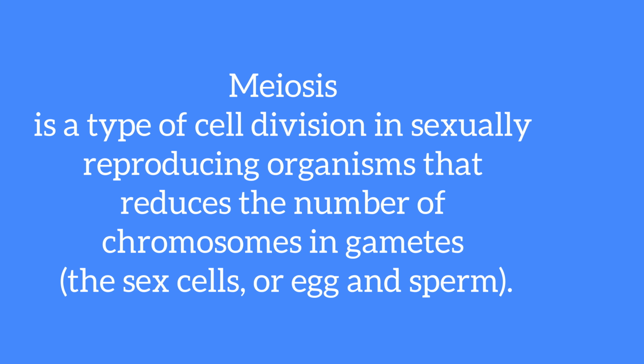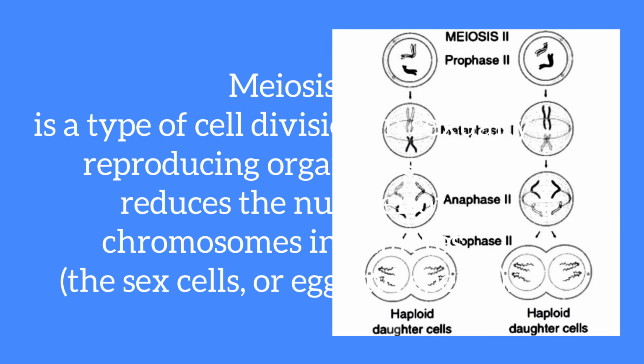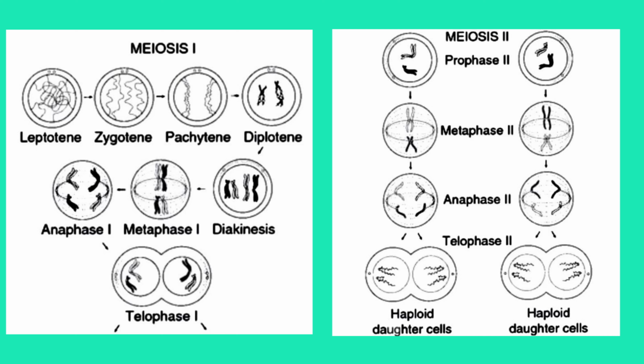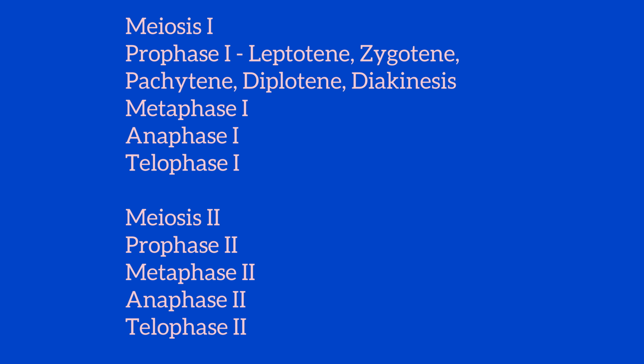Today we are going to discuss meiosis. It is a type of cell division in sexually reproducing organisms that reduces the number of chromosomes in gametes, the sex cells or egg and sperm. During meiosis, each diploid cell undergoes two rounds of division to yield four haploid daughter cells, the gametes. There are two phases, meiosis I and meiosis II.